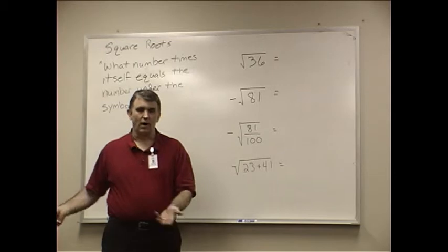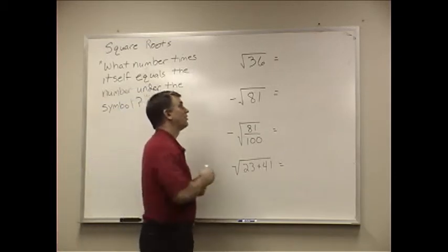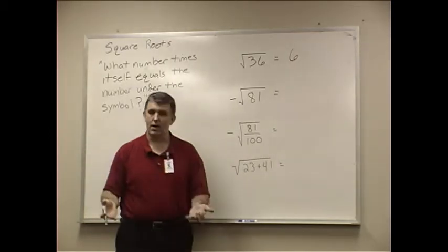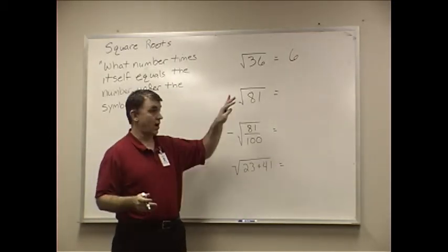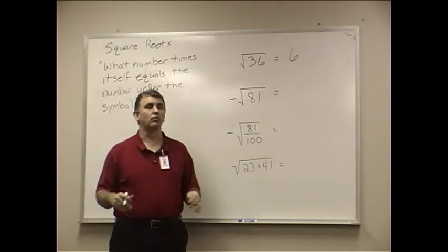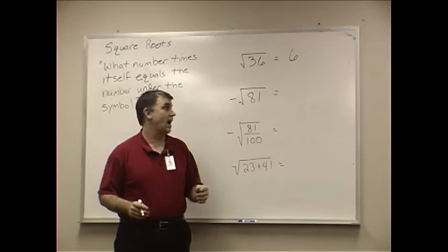What number times itself is 36? And that would be 6. 6 times 6 is 36. That's it, just write a 6. I get students now and then that want to put extra things up there. They want to write 6 times 6. It's just what number times itself, write that now.